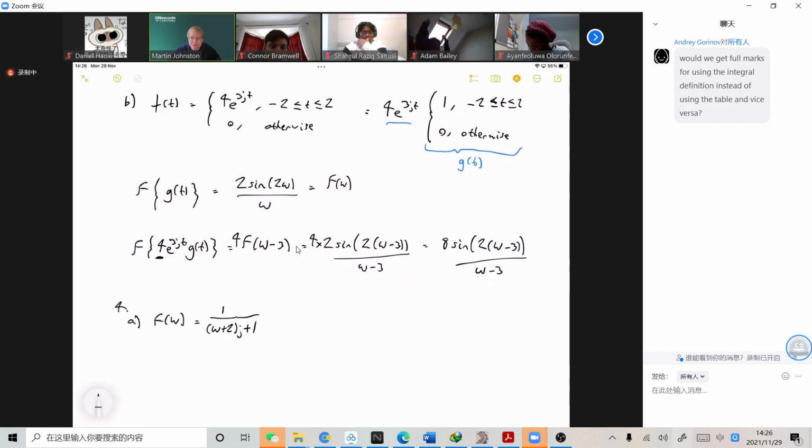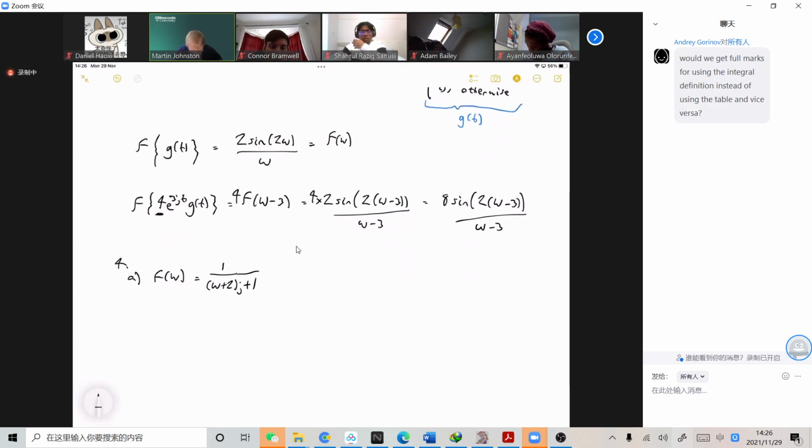Okay, so in this case, let G of omega equal 1 over j omega plus 1, and then go to the Fourier transform table and see what that looks like.